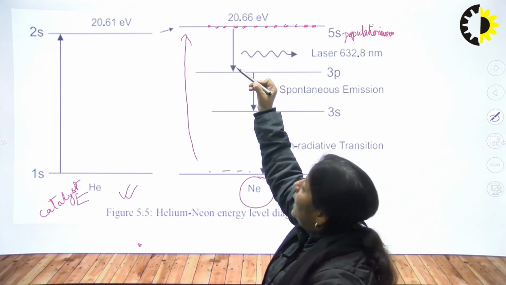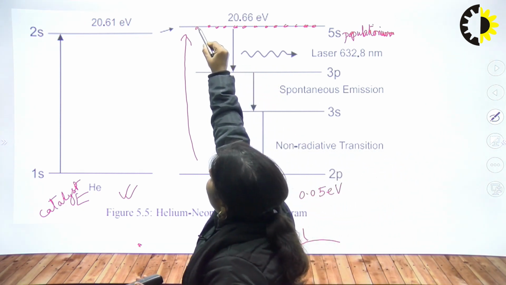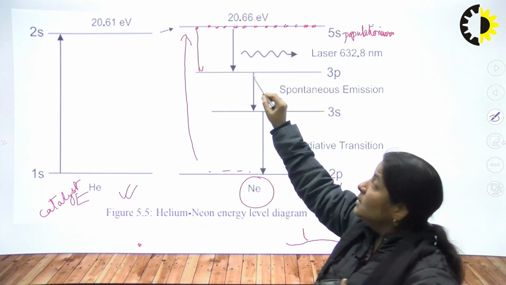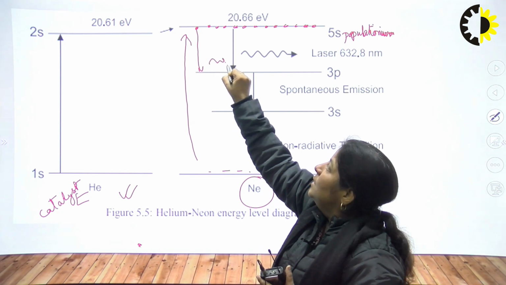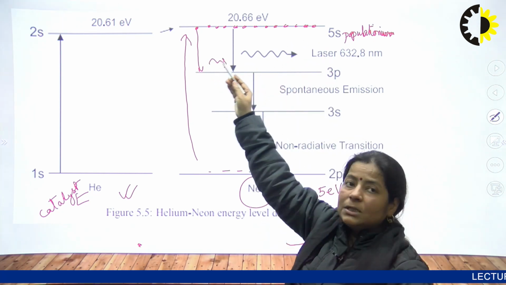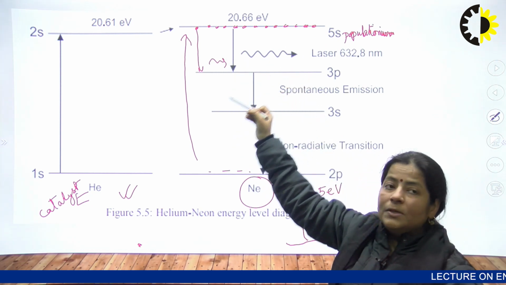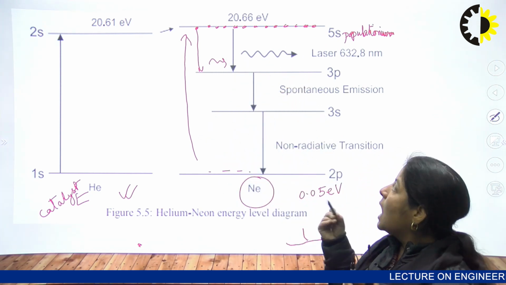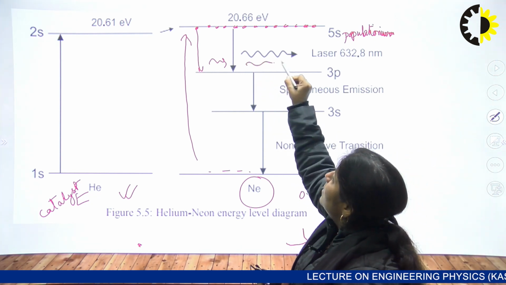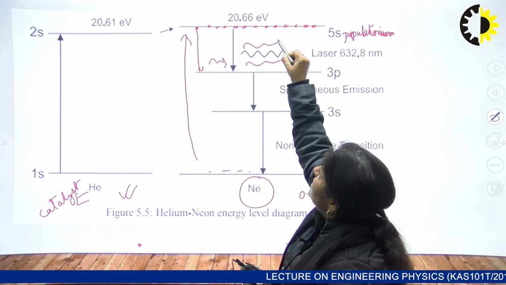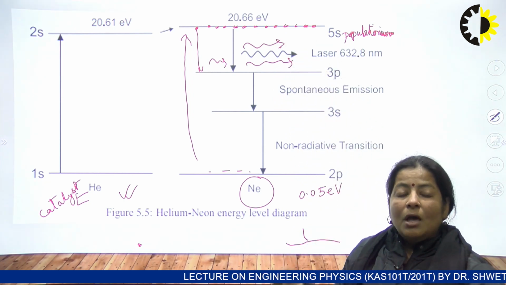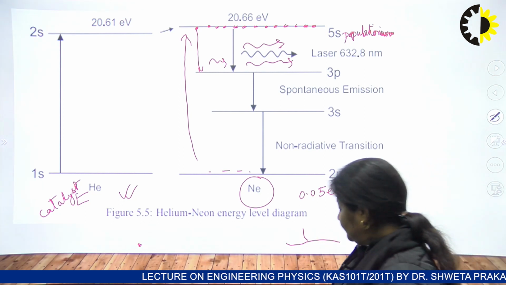What will happen? Again, one of the atoms will come down, and it will give out the radiation. This radiation will stimulate the remaining atoms which are present here. They will also absorb this radiation, they will start coming down simultaneously and giving out this same radiation. So, these radiations will be our laser radiations once they are amplified.